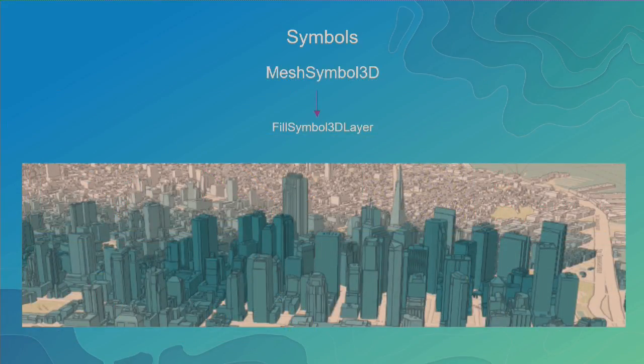The other symbol type is mesh symbol 3D. So that's what we're using in that other application that I just showed you. And I can show you that in the context of the app as well. The only symbol layer that applies to that is the fill symbol 3D layer. And that's because we can't modify the geometry of this. We're just applying a fill color.